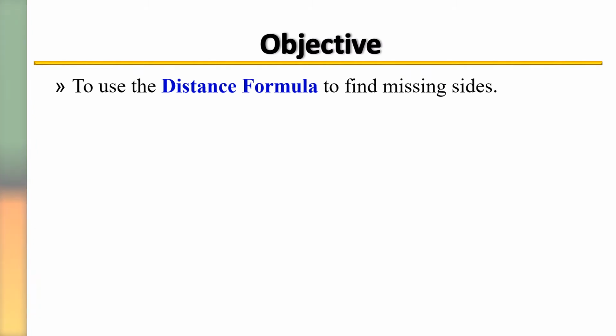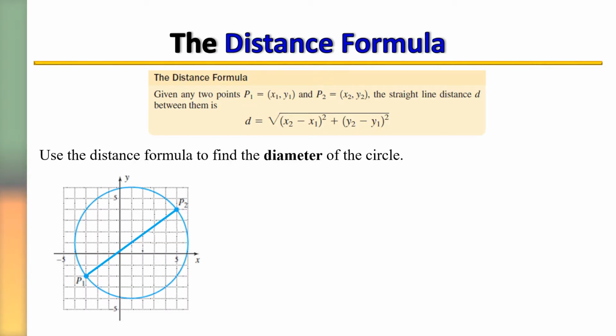In this lesson, we're going to use the distance formula to find missing sides. So the distance formula, given any 2 points, the straight line distance between them is the formula, the square root of x sub 2 minus x sub 1 quantity squared plus y sub 2 minus y sub 1 quantity squared.